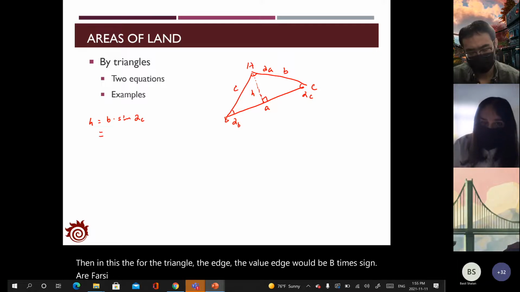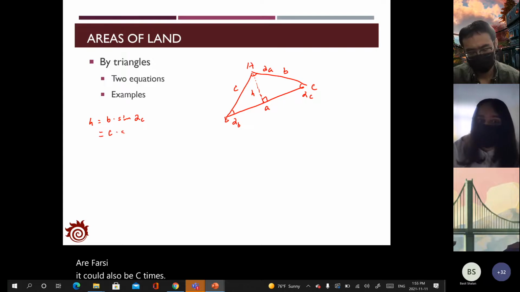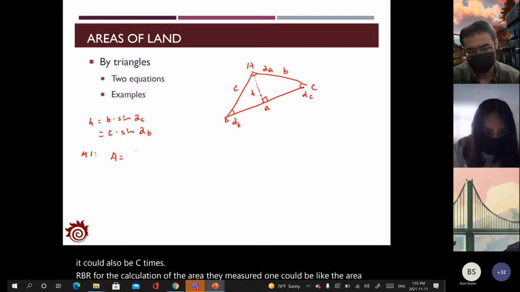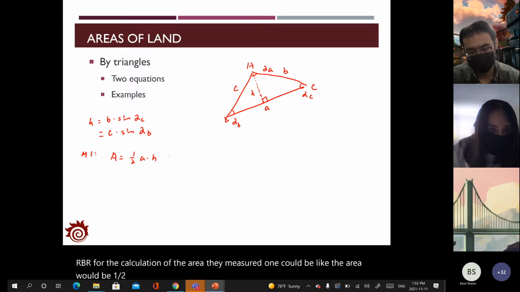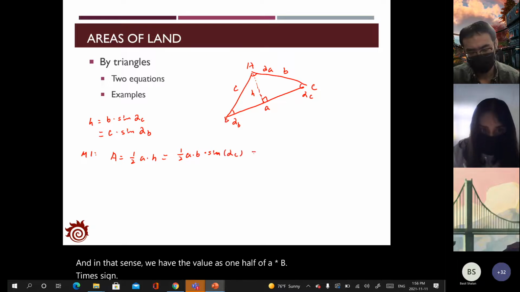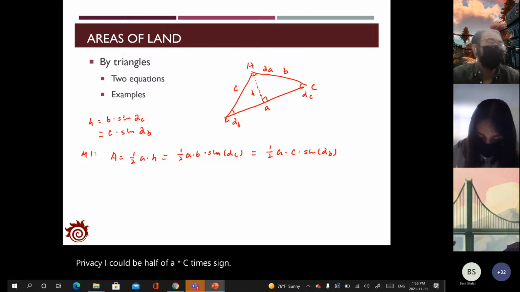It could also be C times sine alpha B. And for the calculation of the area, method one would be: the area is 1/2 of A times H. In that sense, we have the value as 1/2 of A times B times sine alpha C, or it could be 1/2 of A times C times sine alpha B. Well, this also applies to the other sides.